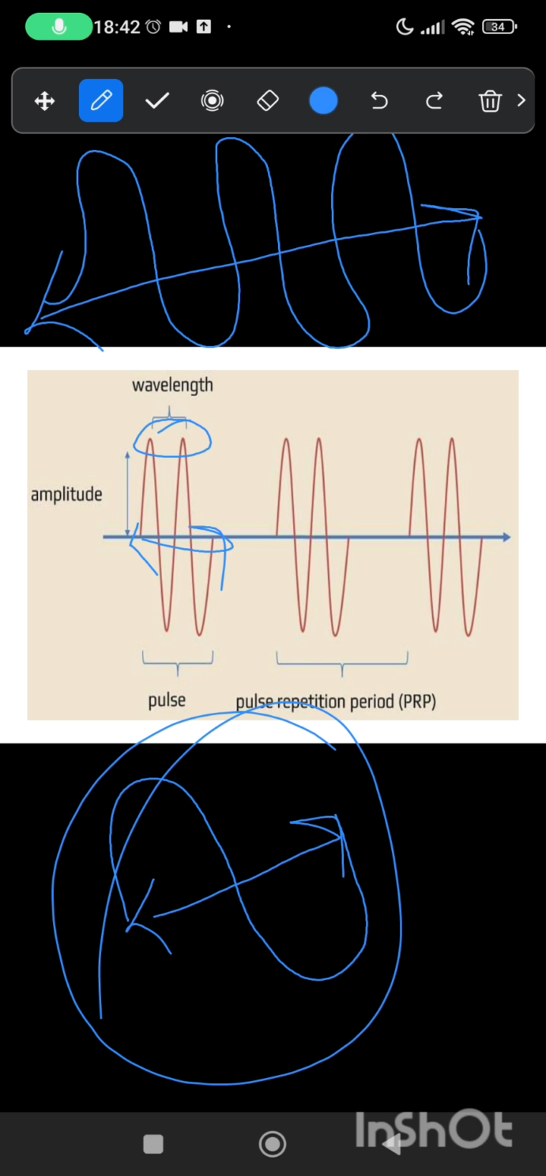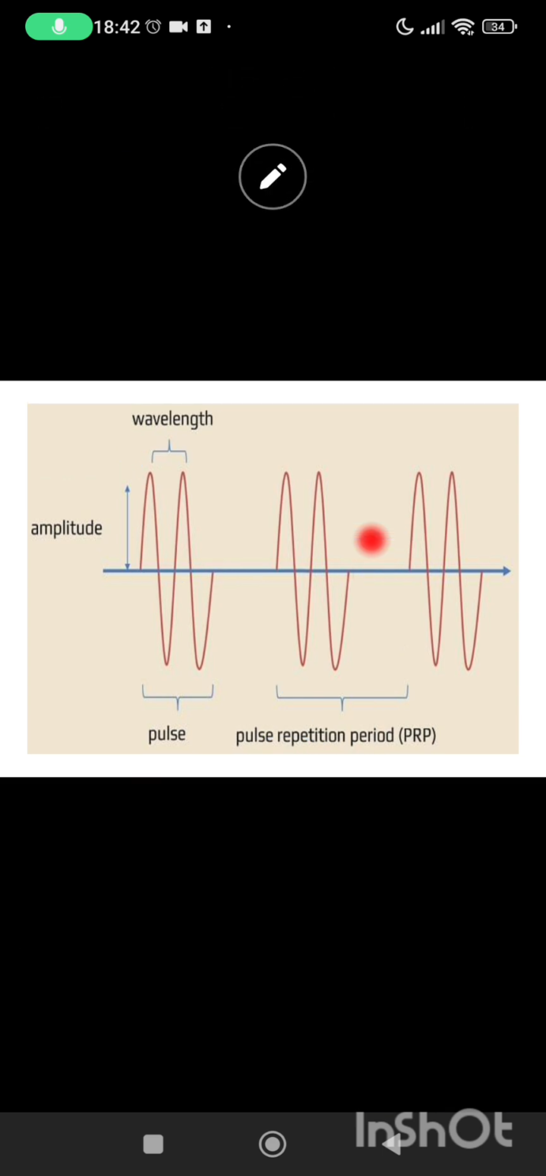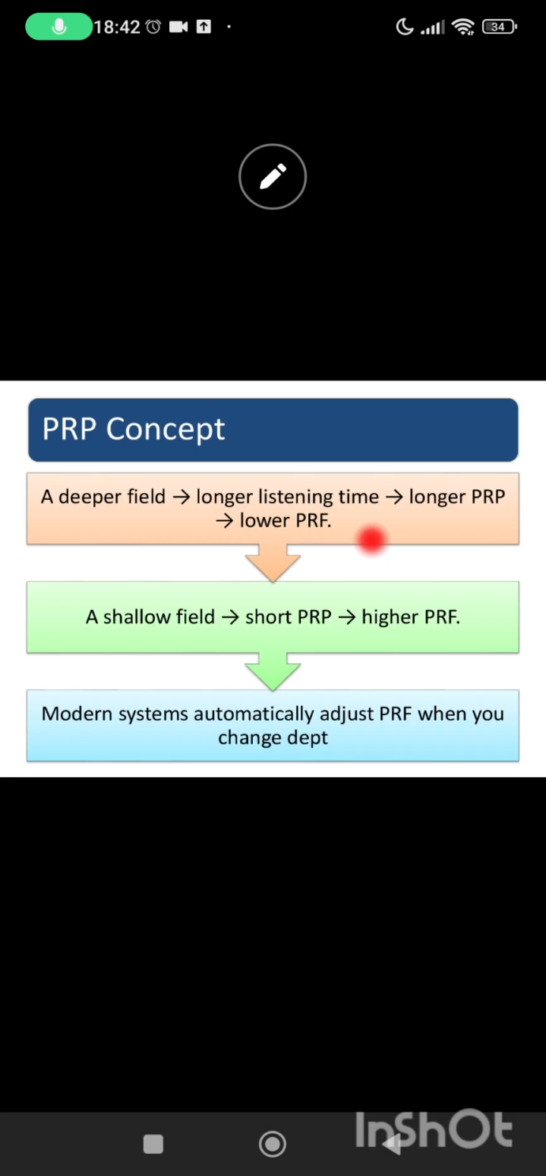Pulse repetition period, time taken by one pulse. And what is simple period? Time taken by one cycle. Period, one cycle time, and pulse repetition period, it's a time taken by one complete pulse. So it includes both on time, transmission time, and reception time too. And pulse repetition period and pulse repetition frequency, they are inversely related with each other, and its unit is in the seconds.